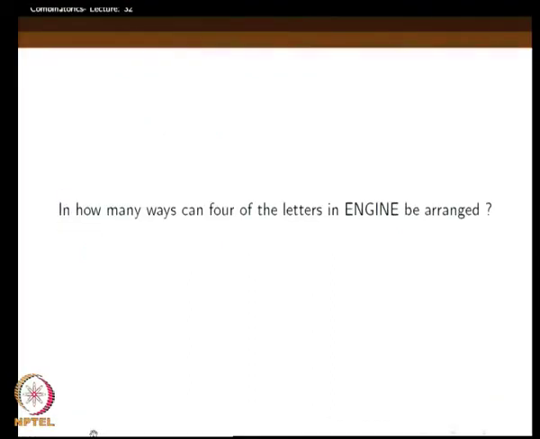Now we will look at how we can use this stuff. Look at this question: how many ways can 4 of the letters in engine be rearranged?